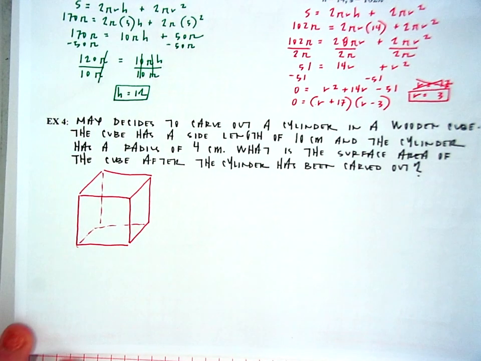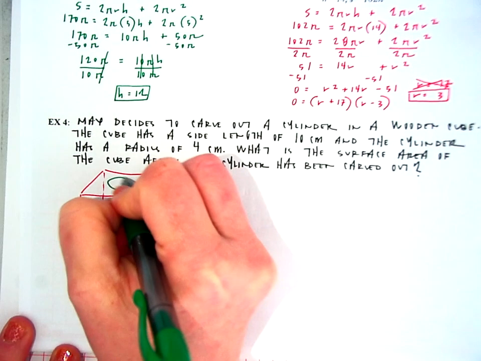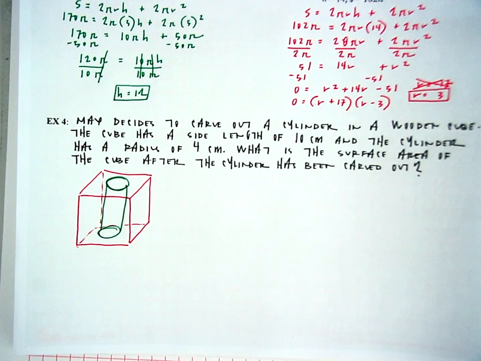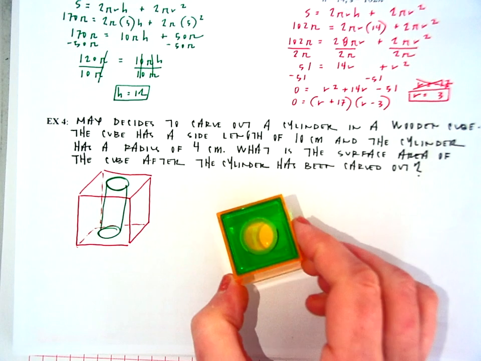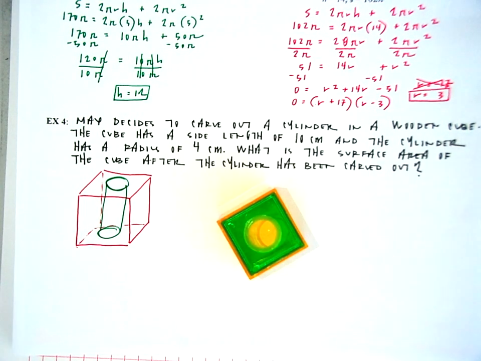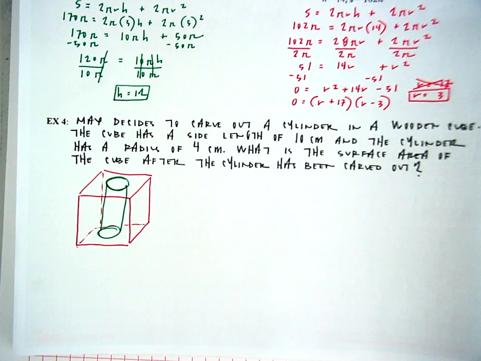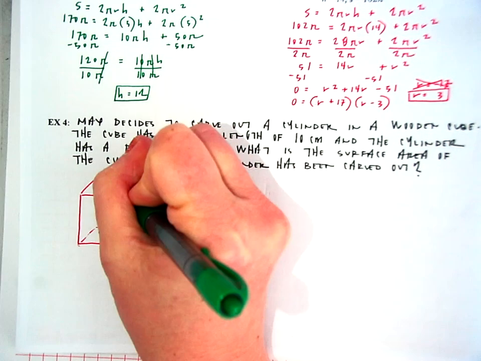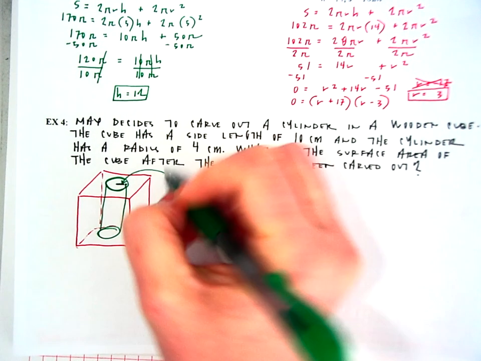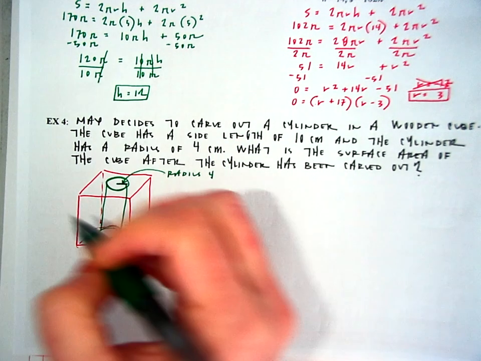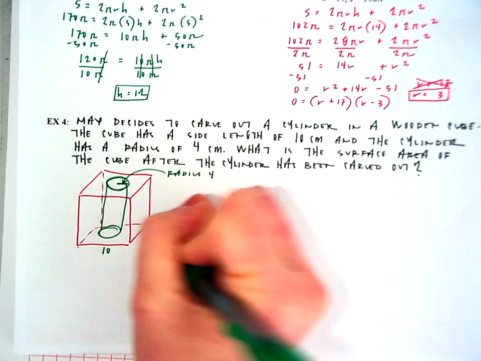And then what I'm picturing is this cylinder that is drilled out like that. So again, here's a cube that has this cylinder drilled out of it, and I'm trying to picture all of the surfaces that are getting exposed. So here I want to write out my plan. I'm going to label my sides as well. So I know that my cylinder has a radius of 4. So right in here, that radius would be 4. Mark that. Radius is 4. And then the cube has a side length of 10. So I have a 10 here, a 10 here, and a 10 here.